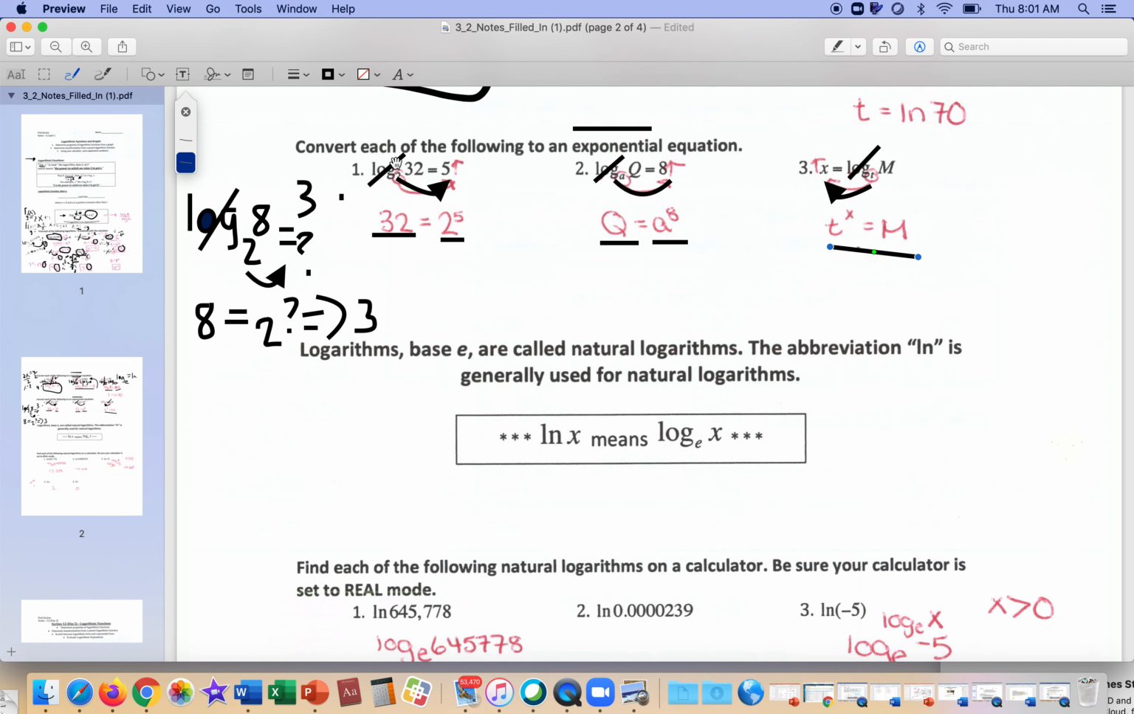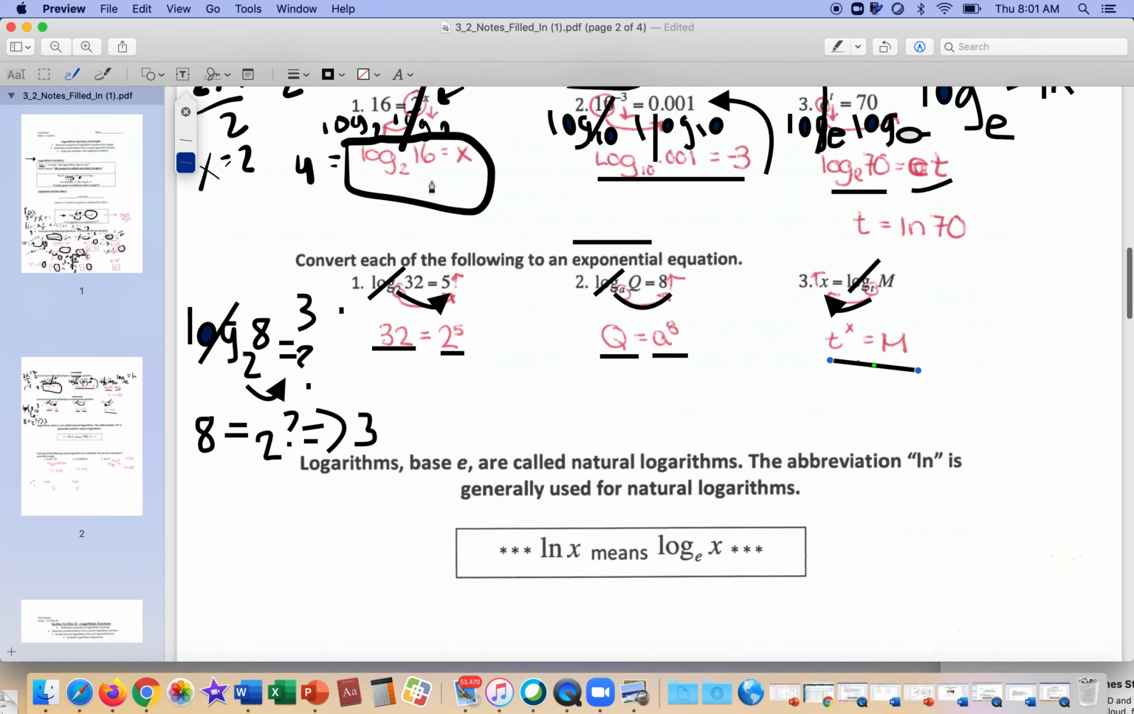So again, when you see log and you want to go to exponential form, you cross off the log, the base bumps to the other side, that number on the other side pops up, 2 to the 5th equals 32. That's an equation in exponential form. Above is in logarithmic form.